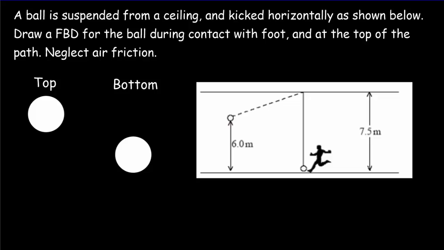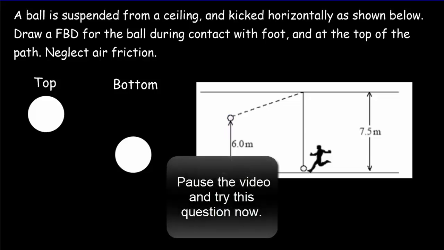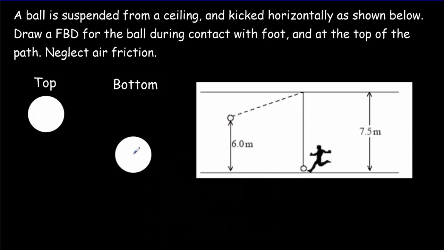This time we have part of an IB question. I'd like you to follow the procedure and draw the free body diagram of the ball at the bottom here when it's in contact with the foot, and up here at the top of its path. So pause the video, try the question, come back for the answer. So let's start by drawing our central dots. Easy. Second, add the weight, straight down, easy. Third part, look for contact. Well, down at the bottom we have contact with the foot. We've also got contact with the rope. Up at the top, the only contact is with the rope.